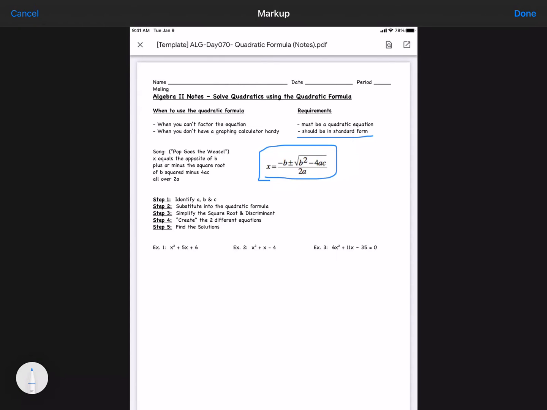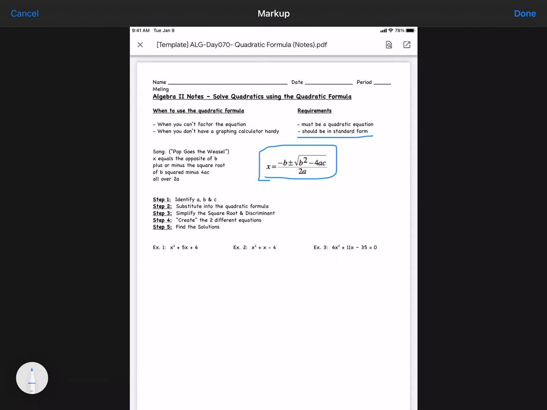So today we are solving quadratics by using the quadratic formula. A lot of you could probably figure this out just by looking at the formula, but we'll go over it anyways. When to use it is if you can't factor the equation and if you don't have a graphing calculator handy. Requirements: it must be a quadratic equation.